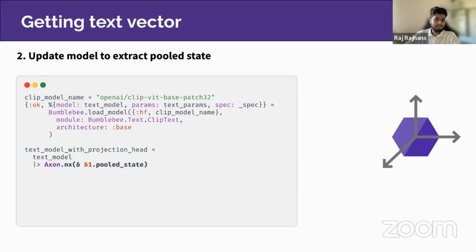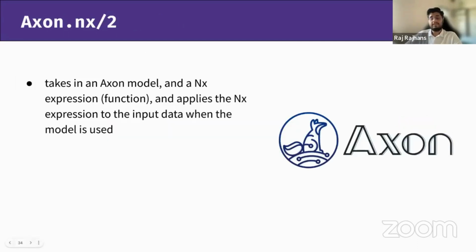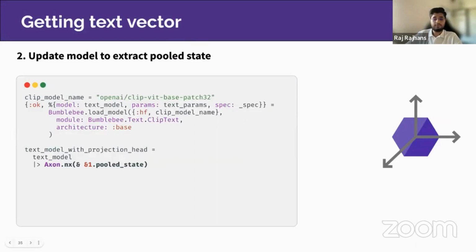For text, you can imagine that it is a representation that captures the overall meaning of the text. And to extract these pooled states, you can see we are using Axon.nx. Let's see what Axon.nx does. It takes in an Axon model and an Nx expression, which is just a function, and applies the Nx expression to the input data when the model is used. In our case, the line that you see highlighted over here is used to create a new layer in the model that applies the function to extract the pooled state attribute from the output of the previous one, which is a text model. And the anonymous function that you see passed in is an Nx expression function that takes the output of the previous layer and returns the pooled state attribute to the next layer.